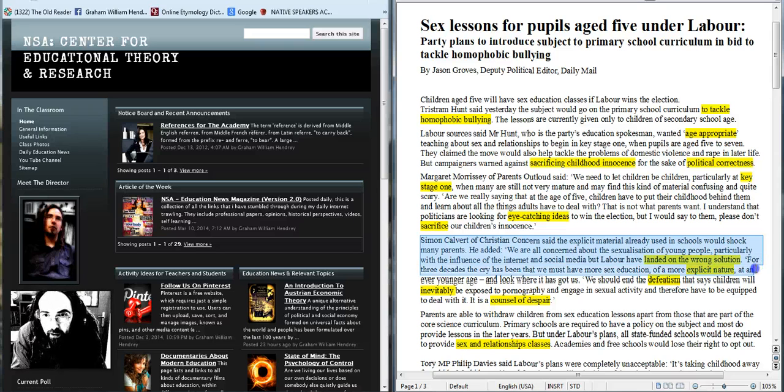Right. For 3 decades, the cry has been that we must have more sex education. Really? Not from me. Of a more explicit nature, and at an ever younger age. And look where it has got us. We should end the defeatism that says children will inevitably be exposed to pornography and engage in sexual activity, and therefore have to be equipped to deal with it. I mean, children will inevitably be exposed to cups of coffee and football matches, but does that mean we have to expose them to things? It is a counsel of despair. Nice phrase, nice phrase.